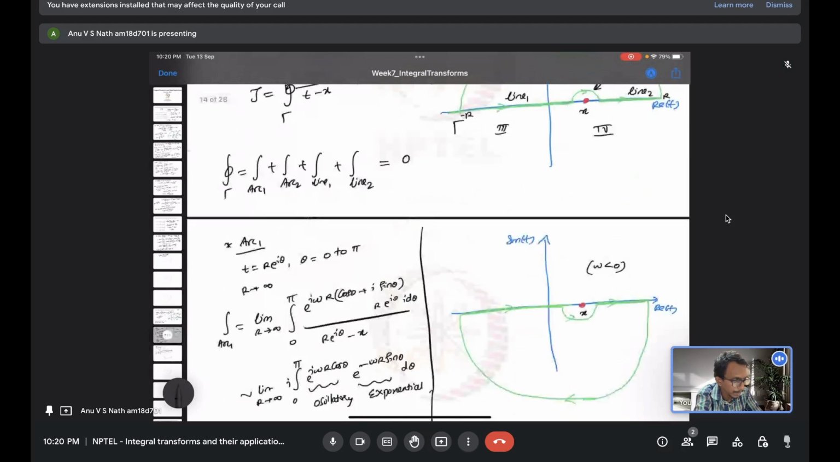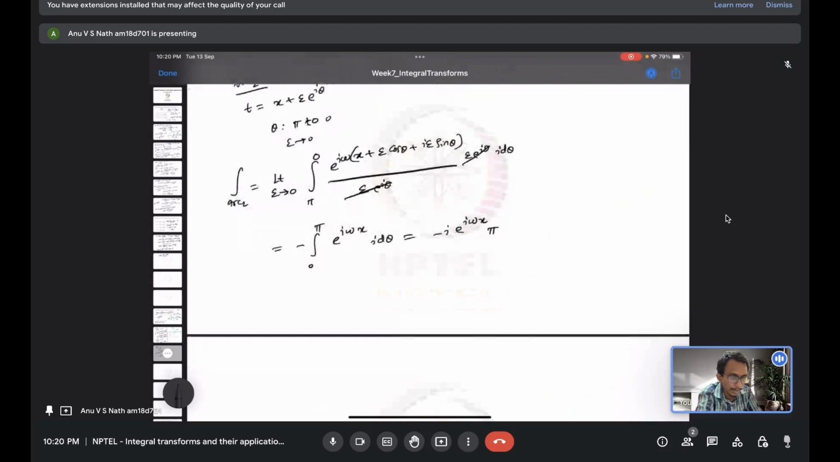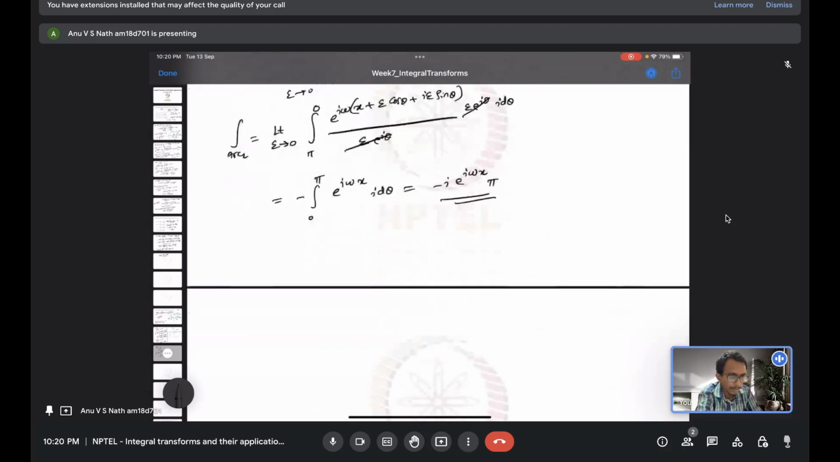Here t is x plus epsilon e raised to i theta, so t minus x will be epsilon e raised to i theta. This epsilon e raised to i theta cancels, and we can reverse the integral to 0 to pi with a minus sign in front, and take the limit of epsilon tending to 0. We get e raised to i omega x then i d theta, and there is no other theta dependence here, so the expression becomes minus i e raised to i omega x times pi, because the integral of d theta from 0 to pi is pi. So this is the contribution from arc 2, which is non-zero.